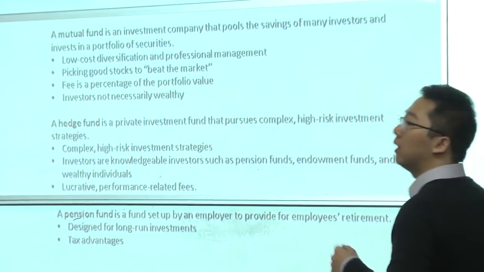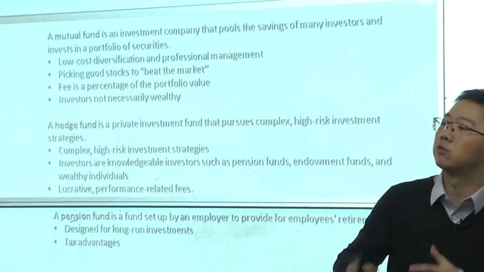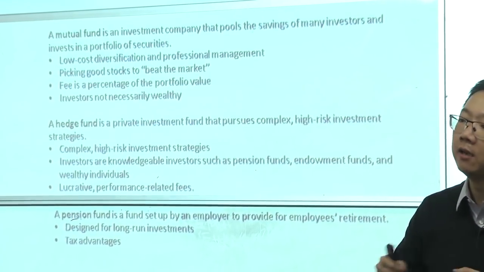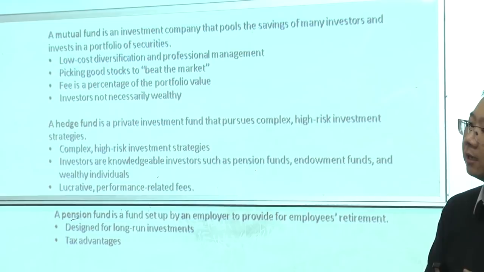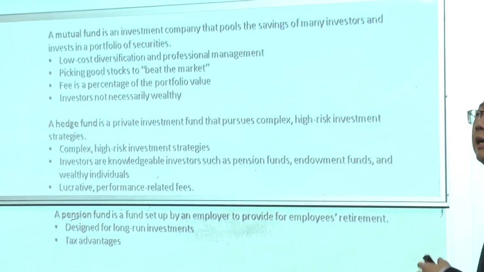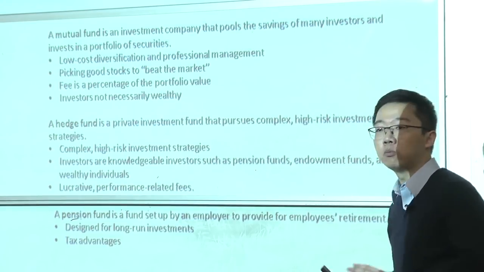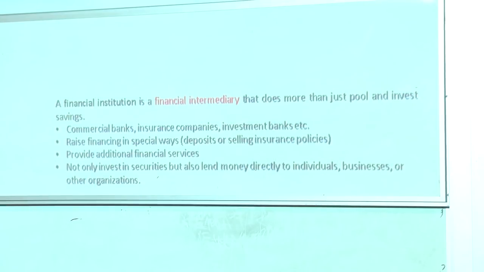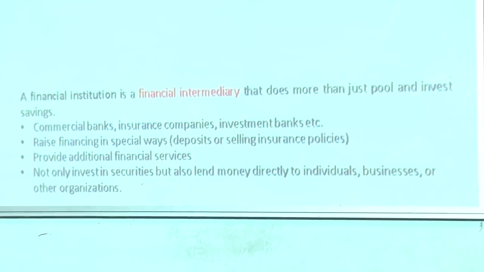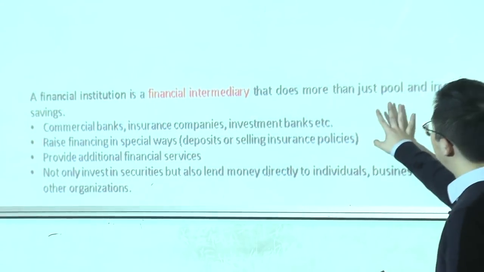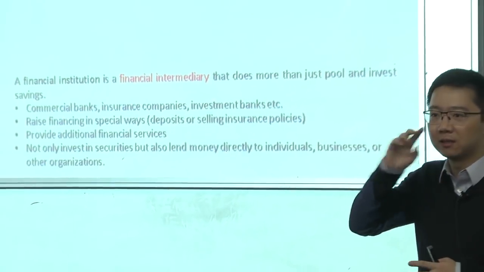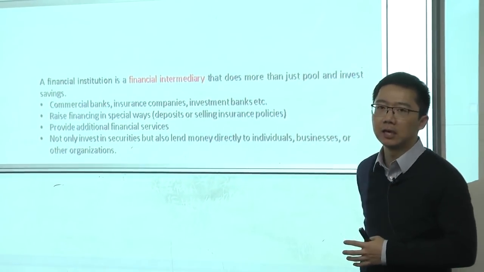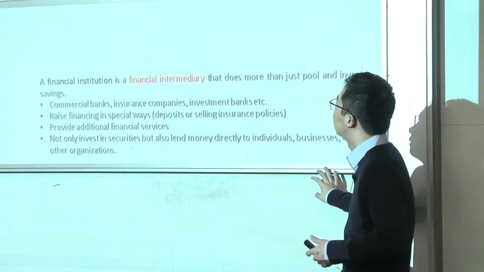And the tax will only be charged when you are actually withdrawing money from the account when you actually retire. It will not be taxed if you are not withdrawing any money. So it's tax deductible and tax advantaged, right? Financial institutions are just a type of financial intermediary that does more than just pooling and investing savings, like what a mutual fund or hedge fund or pension fund does.